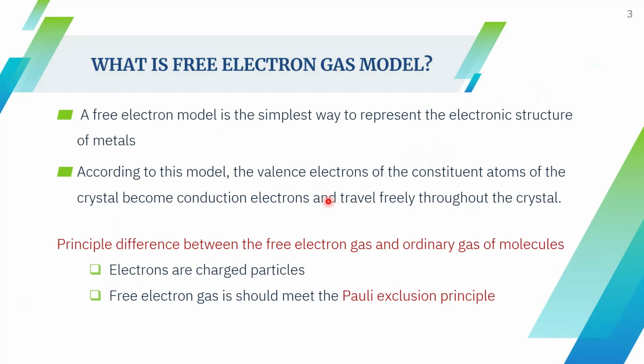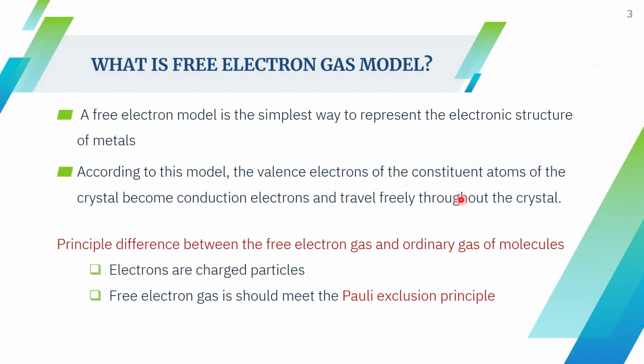According to this model, the valence electrons of the constituent atoms of the crystal become conduction electrons and travel freely through the crystal. Therefore, within this model, we neglect the interaction of conduction electrons with the ions of the lattice and the interaction between the conduction electrons. In this sense, we are talking about the free electron gas, right?